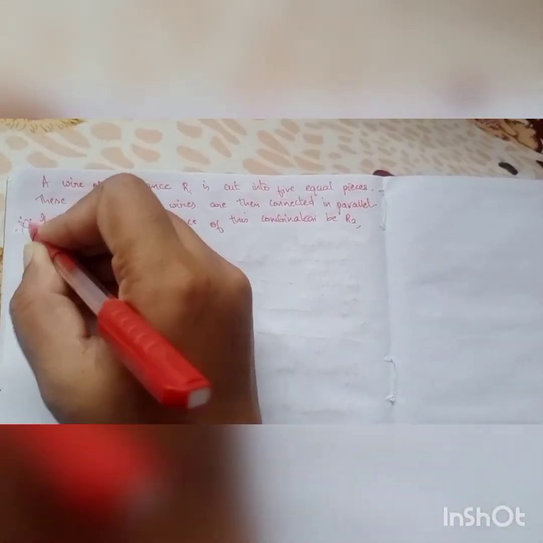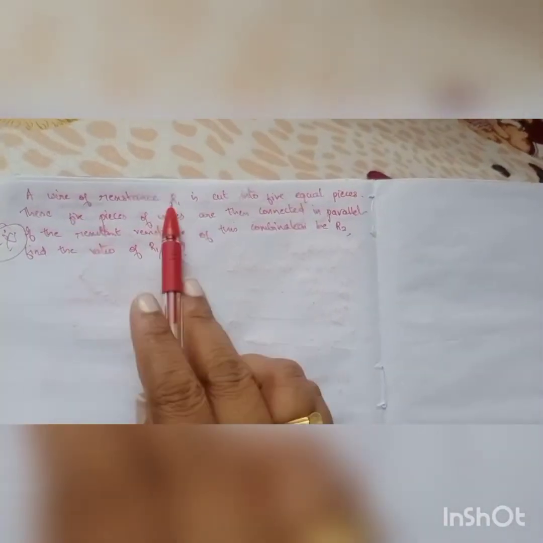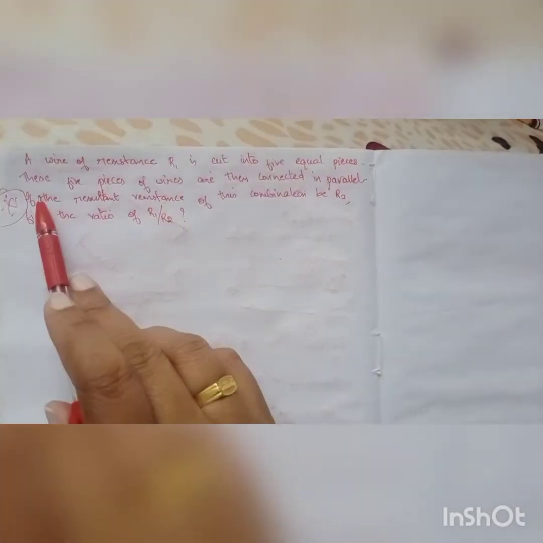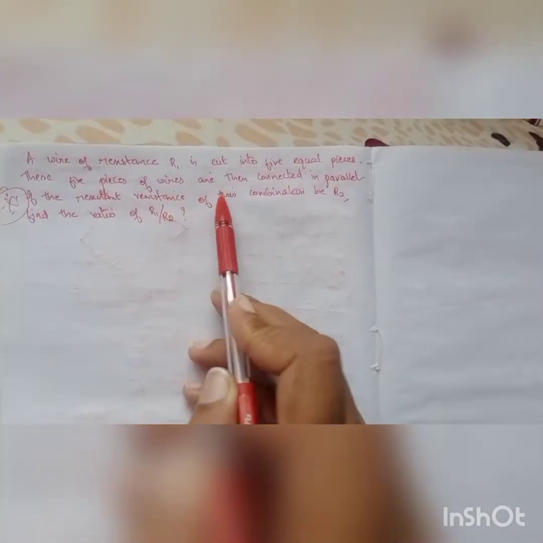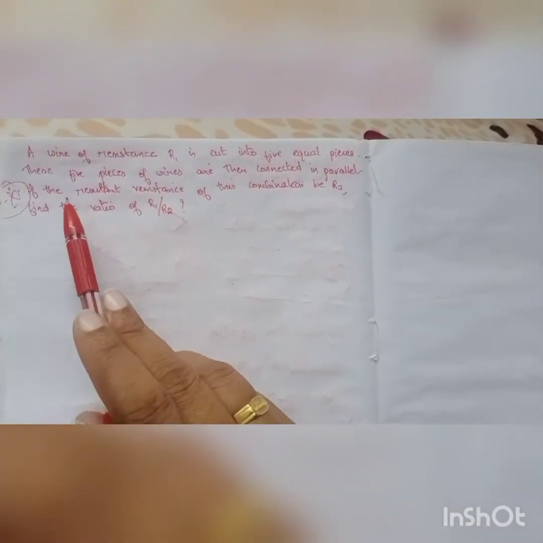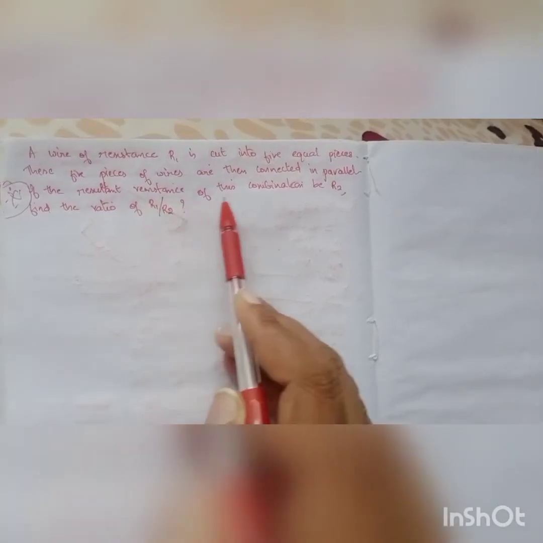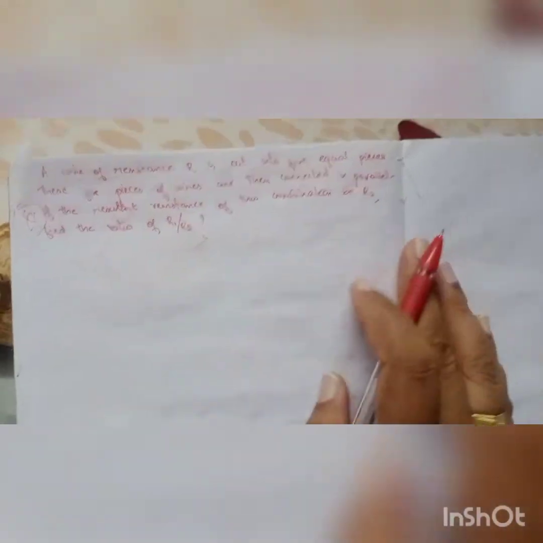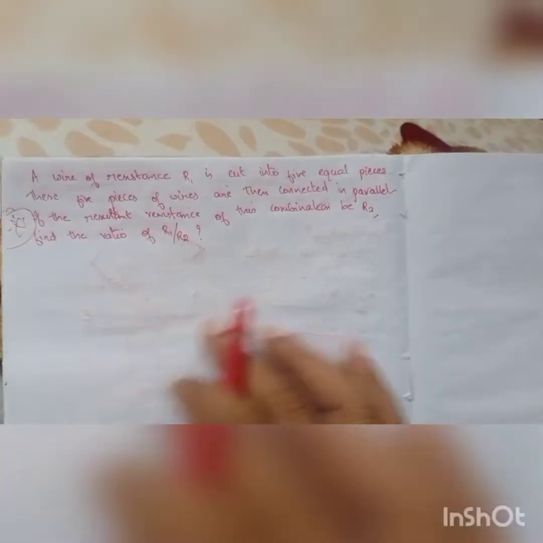Okay. Now let us move on to a very important question. It's a very, very important question. See, a wire of resistance R1 is cut into 5 equal pieces. These 5 pieces of wire are then connected in parallel. If the resultant resistance of this combination is R2, then find the ratio of R1 by R2.